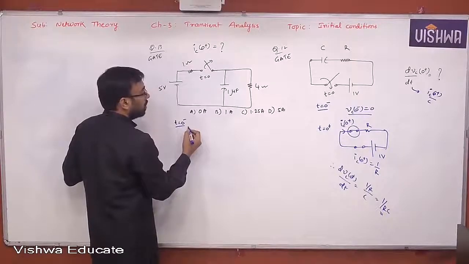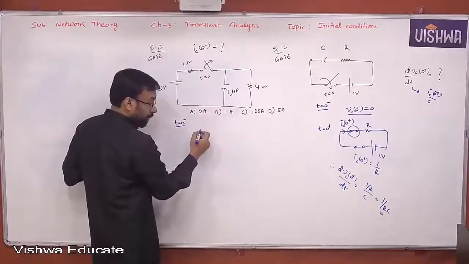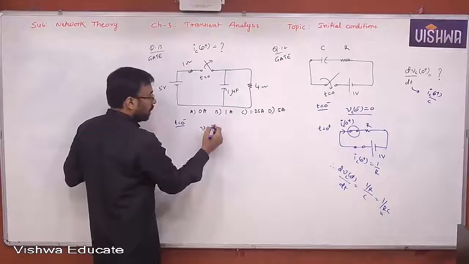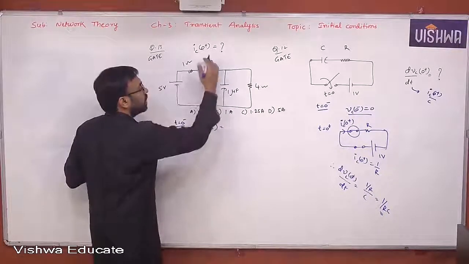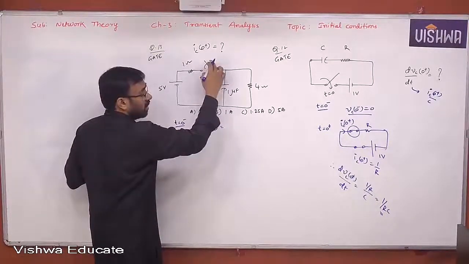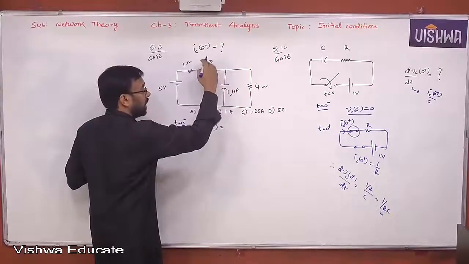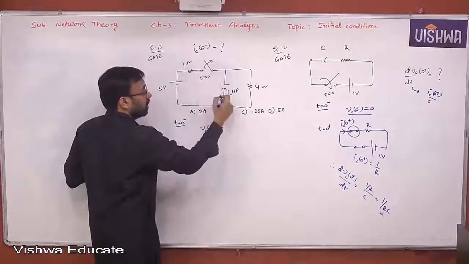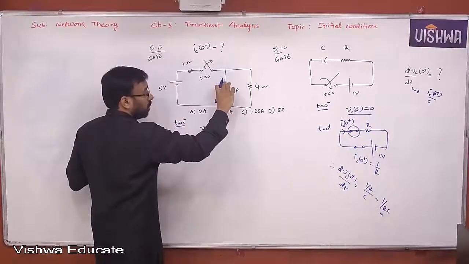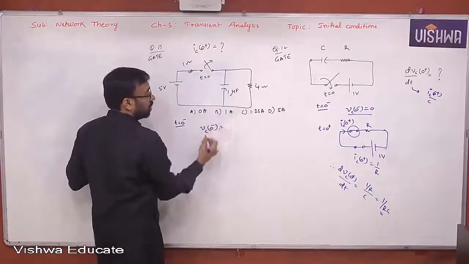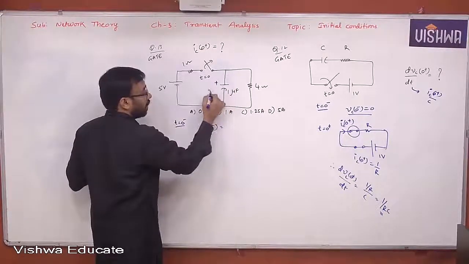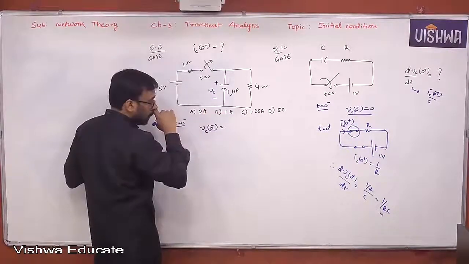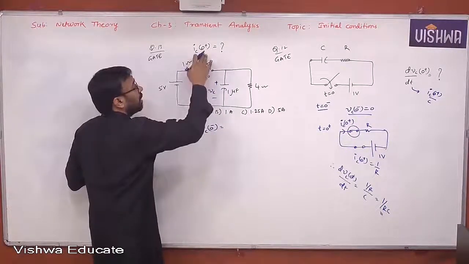What is happening here? Now you need to find the voltage across the capacitor, Vc of 0 minus. When the switch is in closed condition, because you are opening it at t equal to 0, that means at t equal to 0 minus the switch is in closed condition. The capacitor is acting like an open circuit. Yes or no, all of you? And your objective is to find the voltage across the capacitor, Vc of 0 minus, which will help you to find the current through the capacitor.